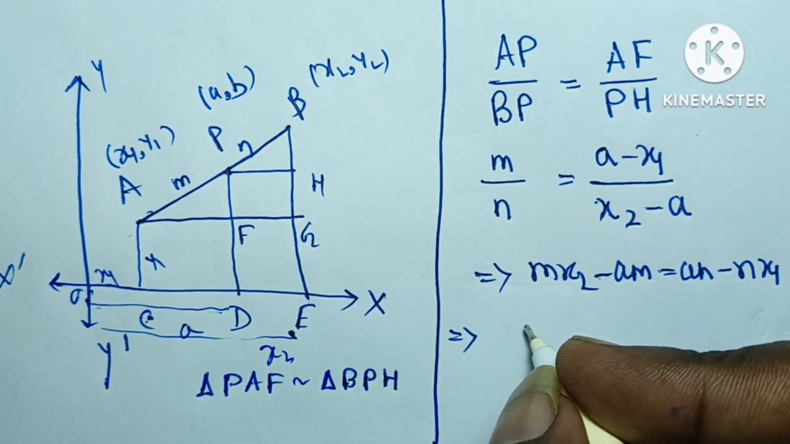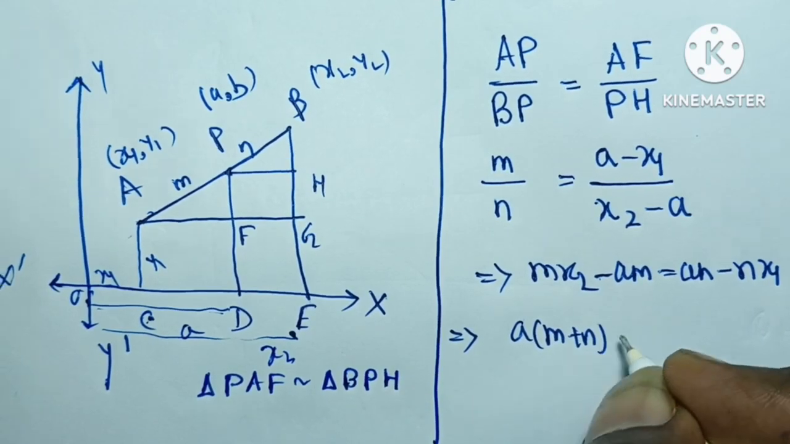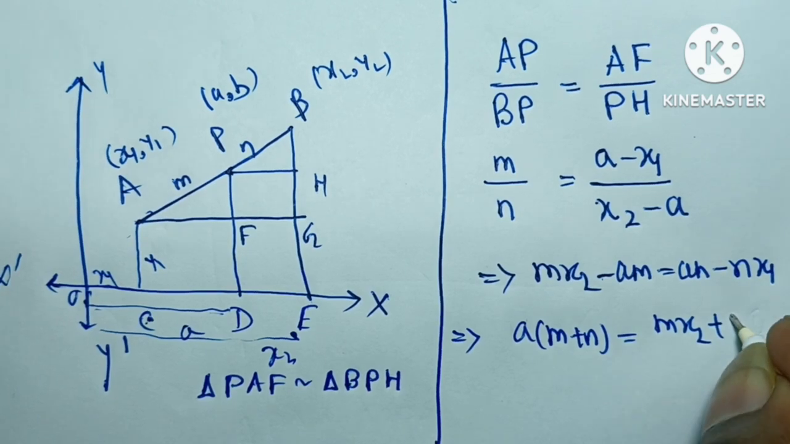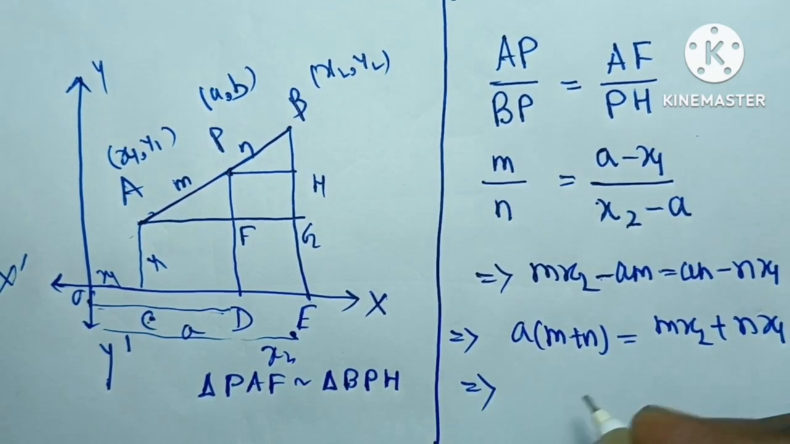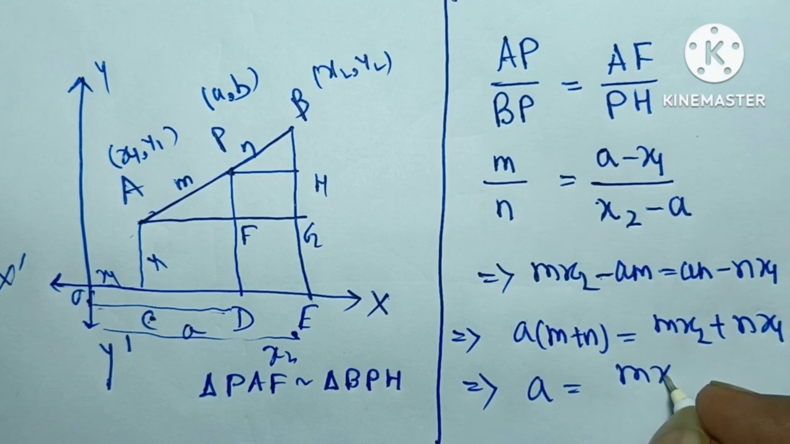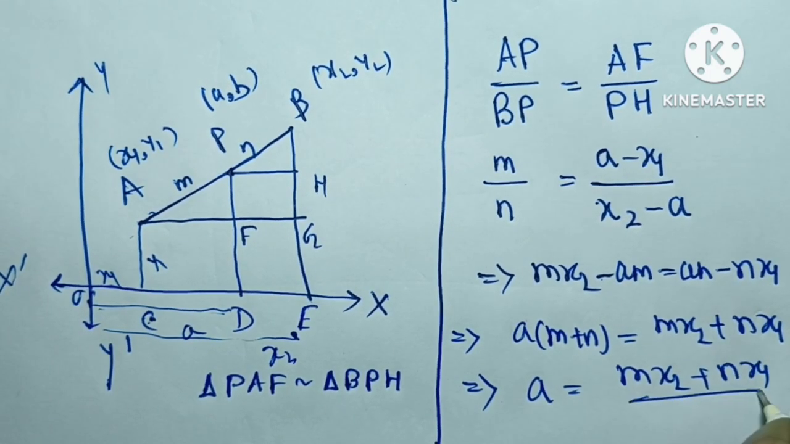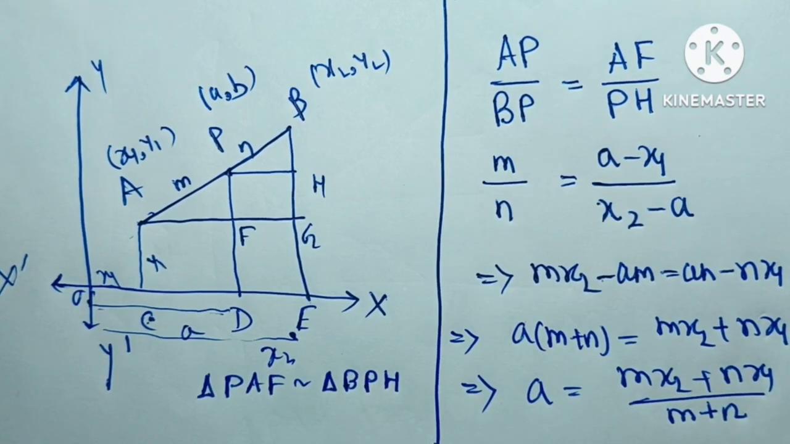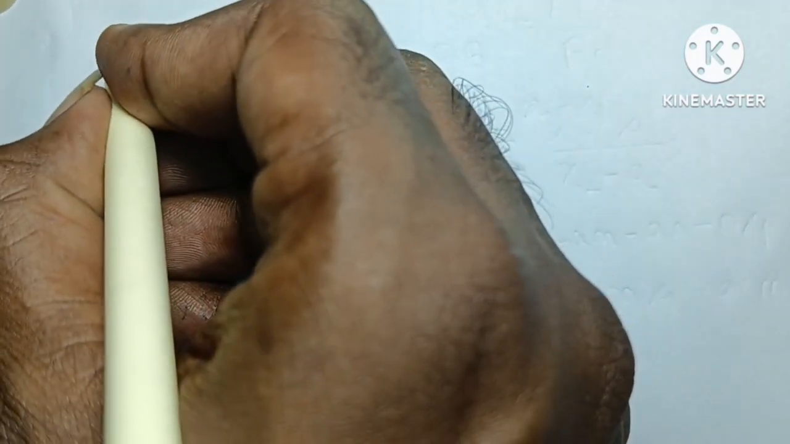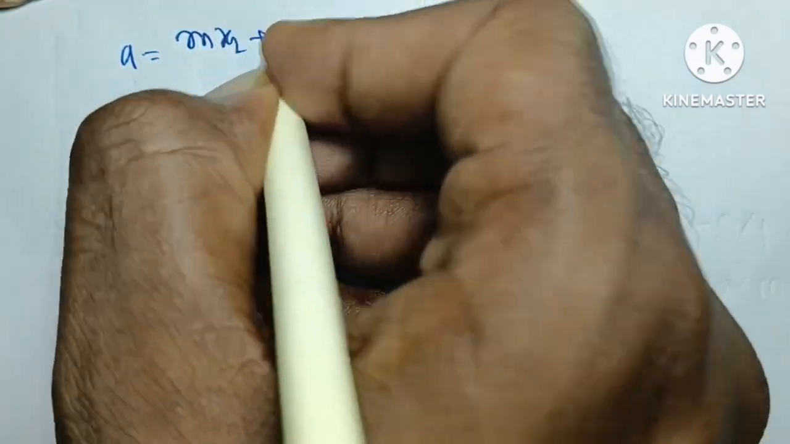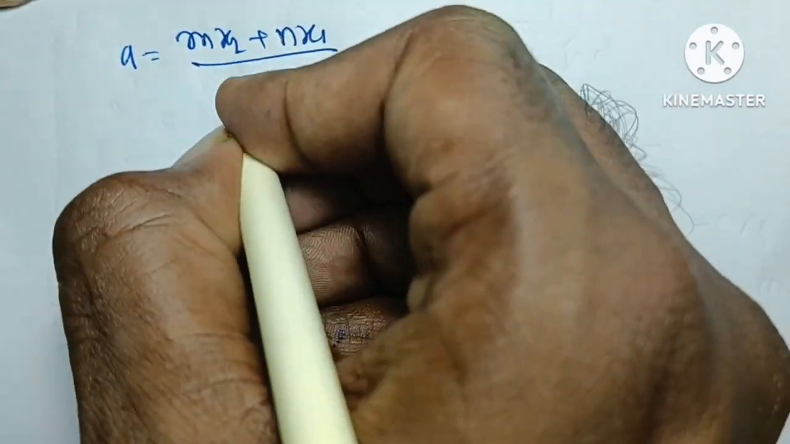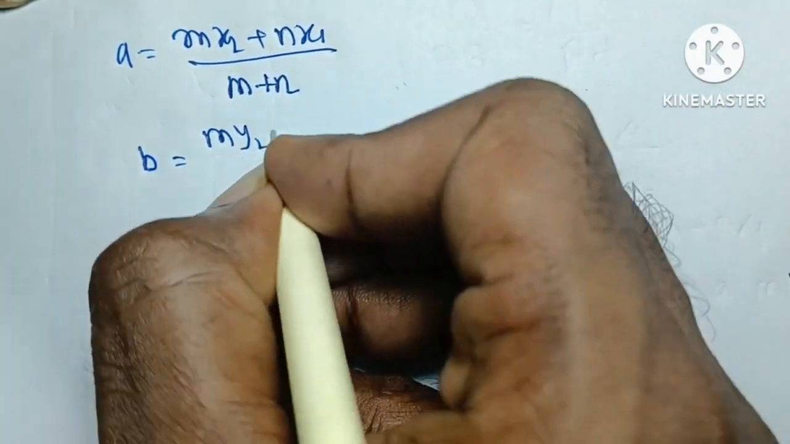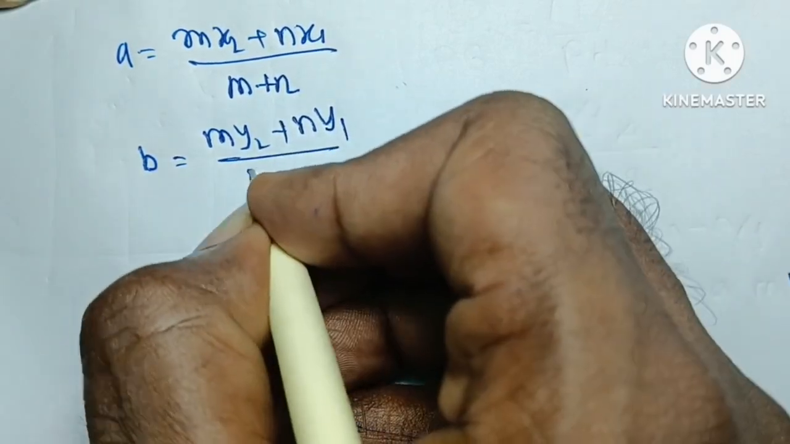Now a common, m plus n equals mx2 plus nx1. Now taking this, a equals mx2 plus nx1 by m plus n. We have a equals mx2 plus nx1 by m plus n. Similarly, we can write b equals my2 plus ny1 divided by m plus n.